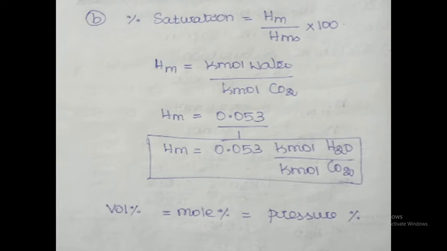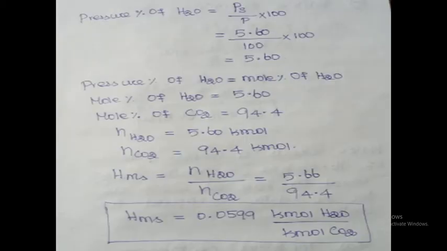Okay. So next we are going to calculate the HMS value. HMS is nothing but absolute molar humidity at saturation. So before that, you know the concept: volume percentage is equal to mole percentage is equal to pressure percentage. We have pressure values only. We want to calculate the HMS value. That's why we calculate pressure percentage of water, which is equal to individual pressure divided by total pressure into 100.